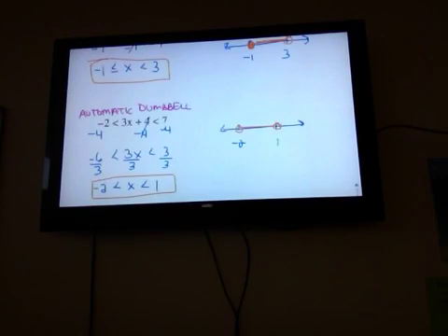Could you divide by 3 before you did the subtract? If you want to work with fractions, because you'd have negative 2/3 is less than x plus 4/3 is less than 7/3. So you have to work with all fractions. I wouldn't, but you could. Mathematically speaking, you can, but then you work with all fractions. The order doesn't matter.